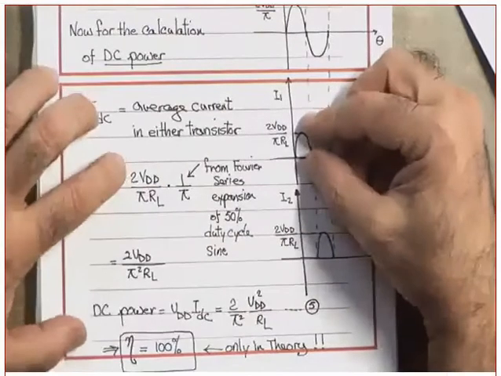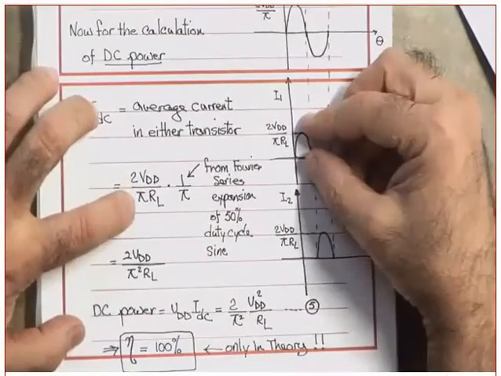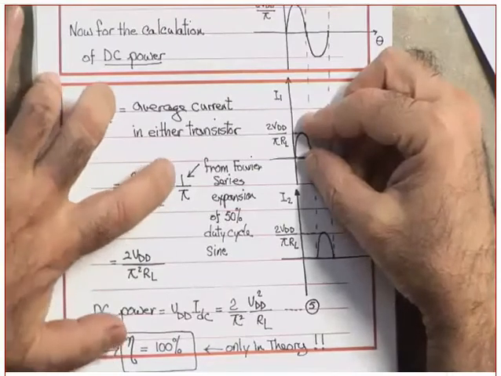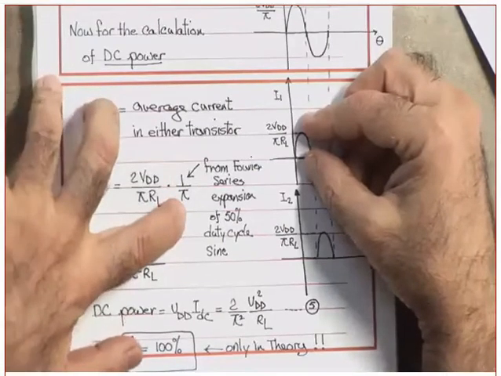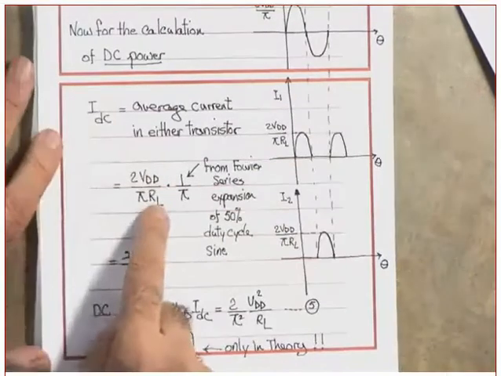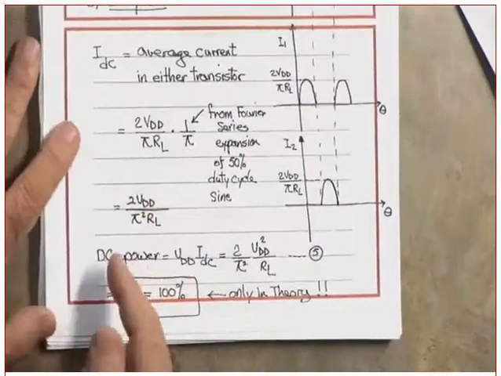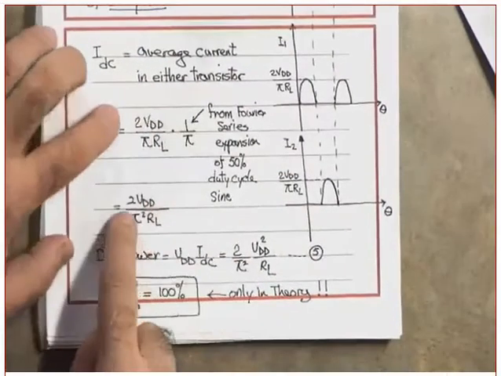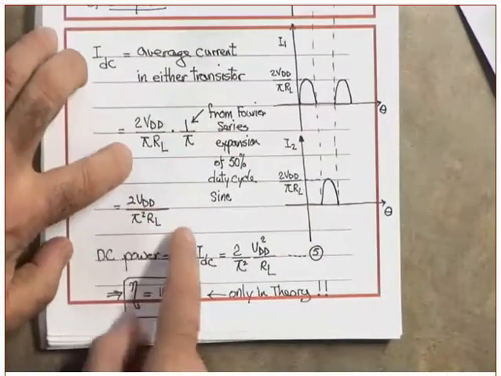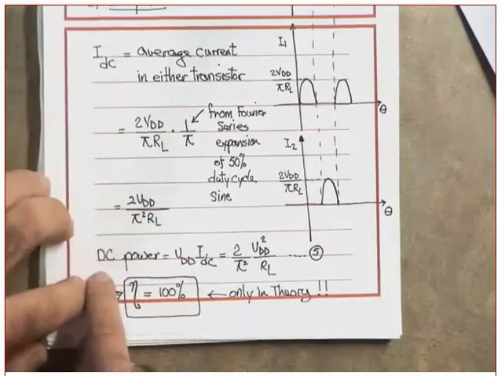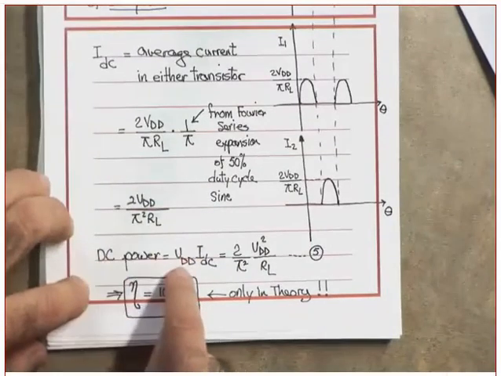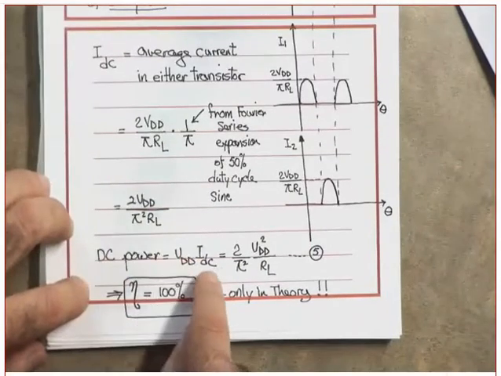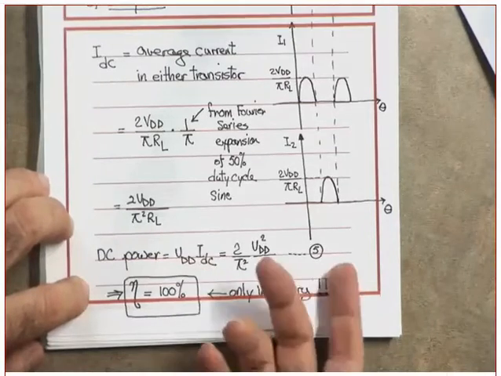The peak is how much? 2VDD over pi RL times 1 over pi. Agree? That's the DC current. What is the DC voltage? And by the way, this is 2VDD over pi square RL. What is the DC power then? The DC power is VDD times IDC. Agree? Yes or no? Okay.